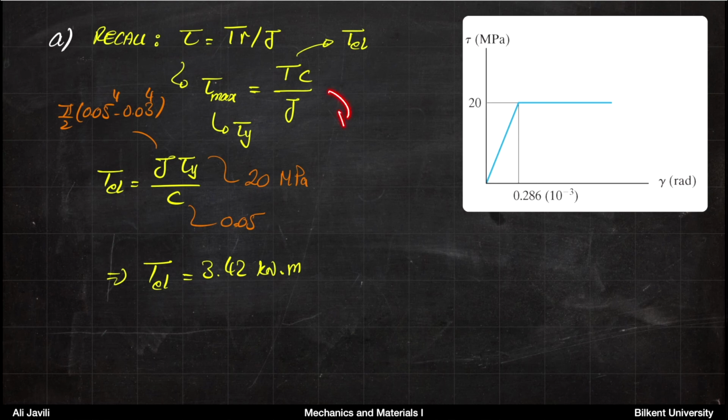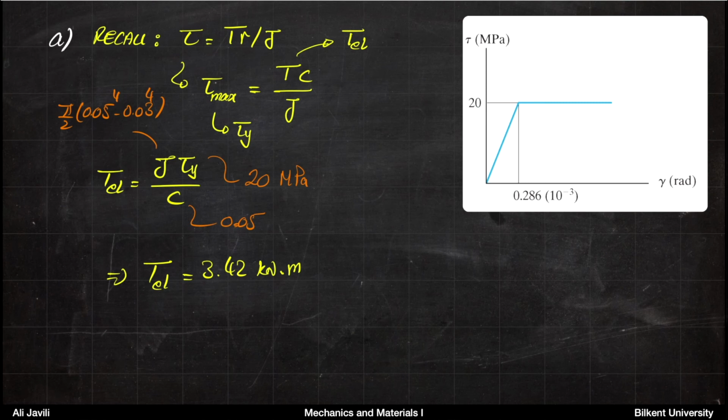So from this relation, basically, you can see that T elastic is J times tau max, which is in this case tau y, divided by C. C is the maximum radius, the outer radius in this case, that's 50 millimeter. So it's 0.05. Tau y is 20 megapascal, and J is pi over 2, 50 millimeters to the fourth minus 30 millimeters to the fourth. If you calculate all of that, then the elastic torque would be 3.42 kilonewton meter.